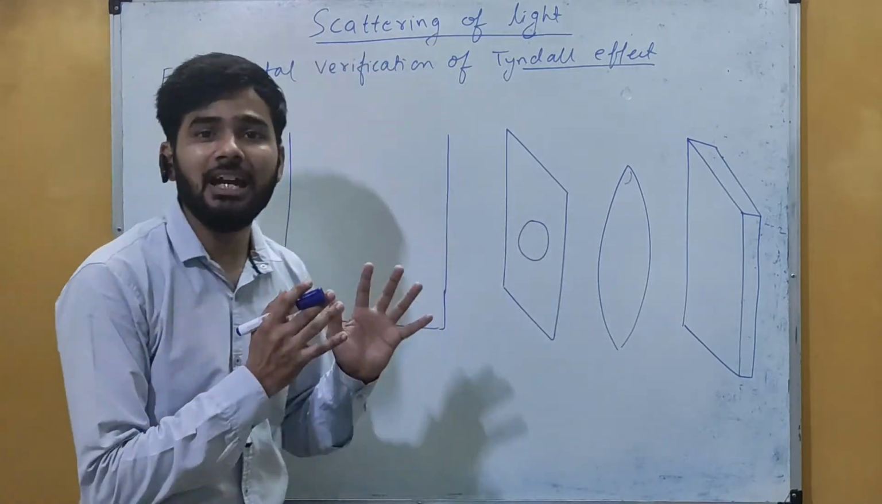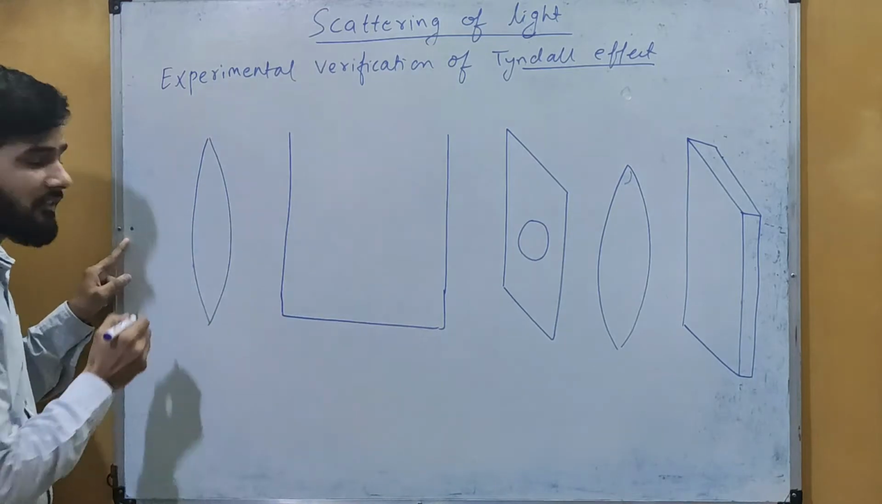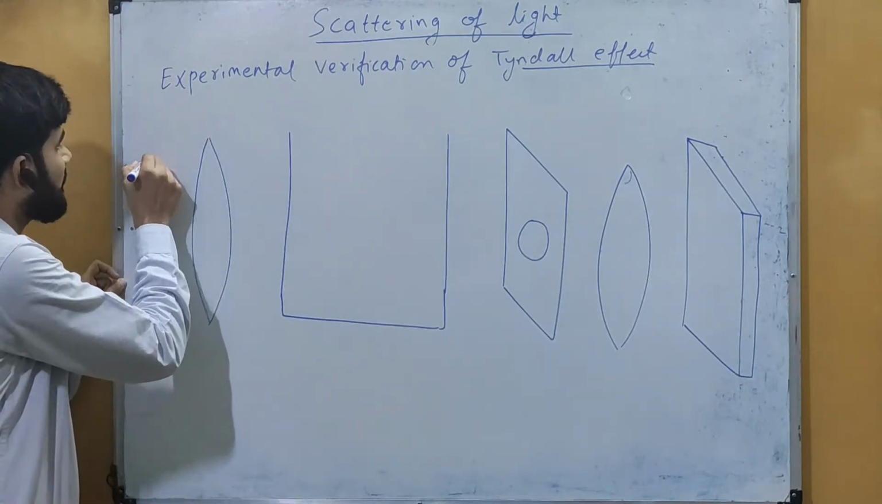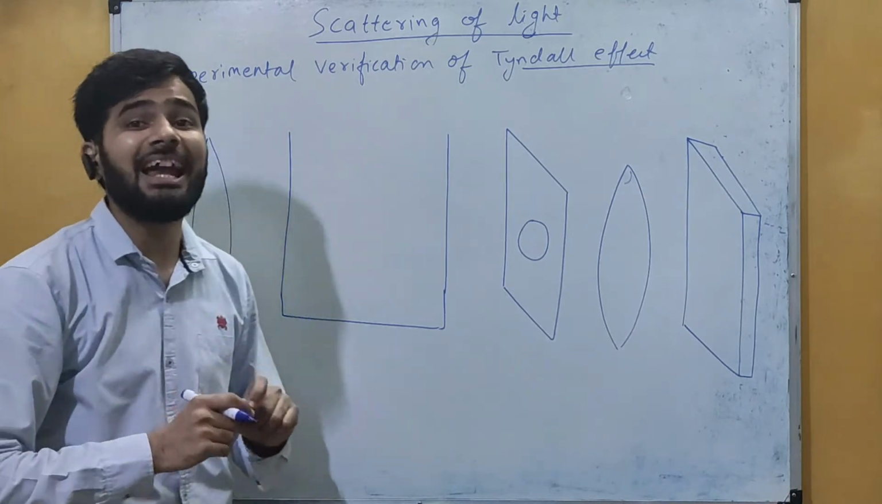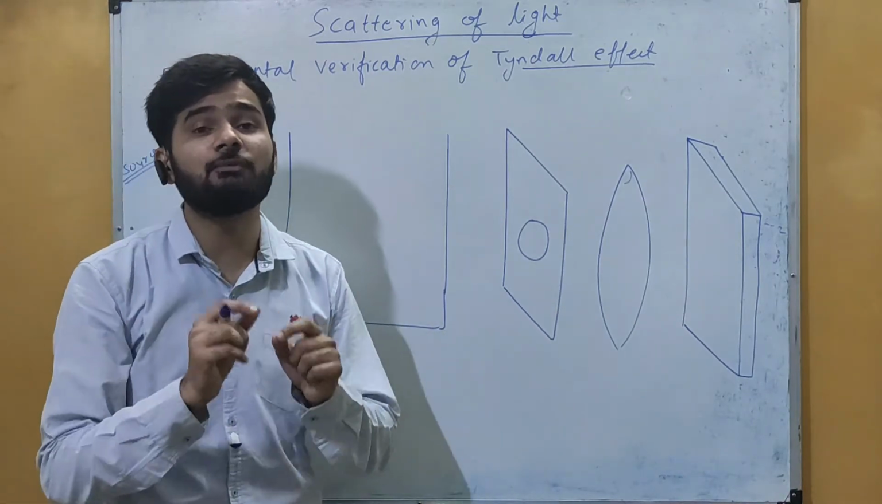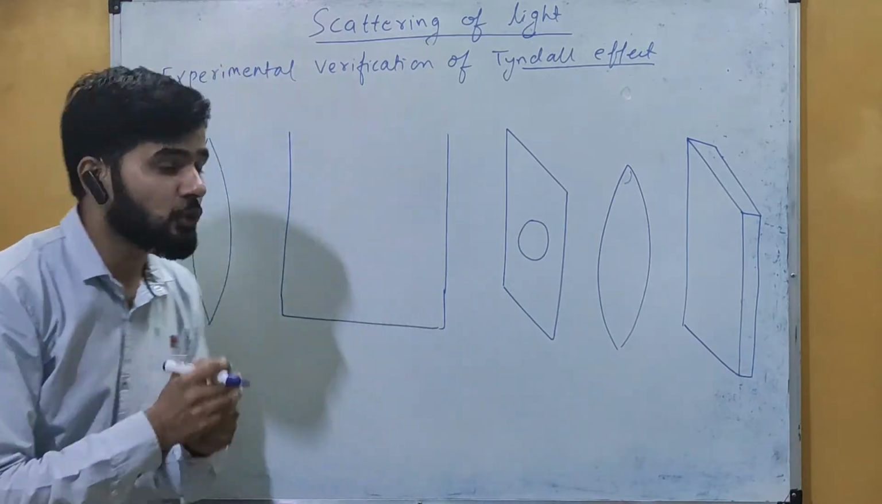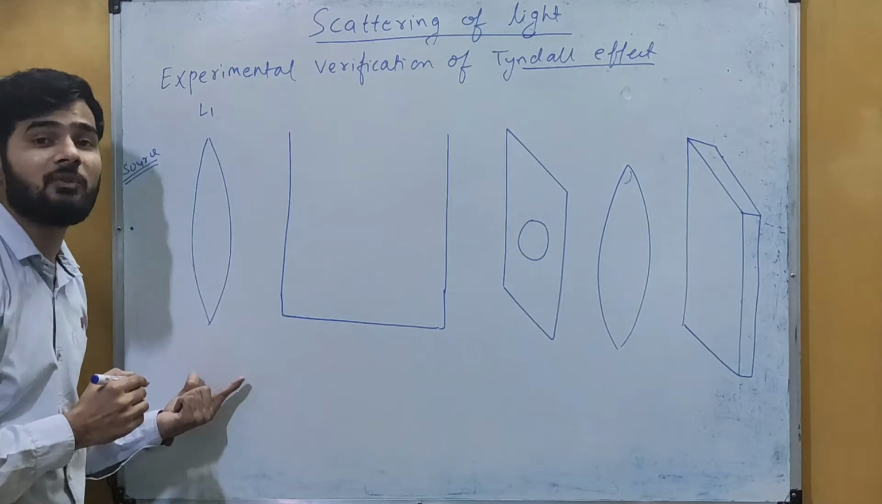Here we have the arrangement of the experimental demonstration. Here we have a source of light. This source will give out light in different directions, but we want parallel light to pass through the solution. So for that, what have we done? We have used a lens L1, that is a convex lens.